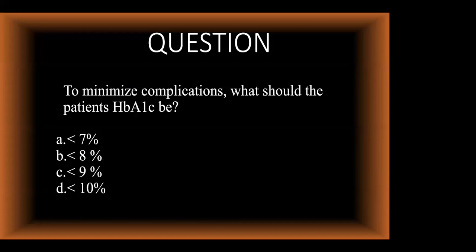Third question, to minimize complications, what I talked about, what should the patient's hemoglobin A1C be? Less than 7%, less than 8%, less than 9%, or less than 10%? So please answer one of the answers and submit that.